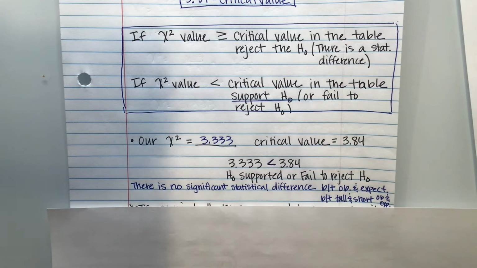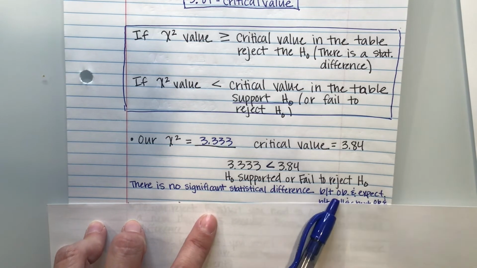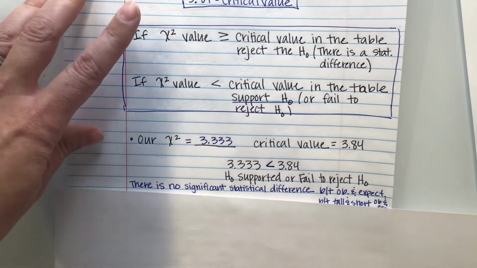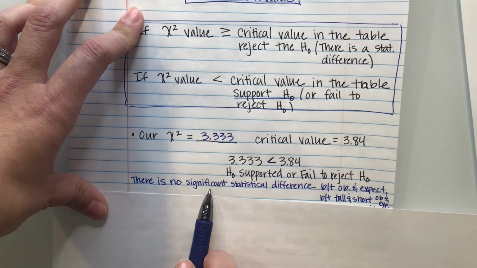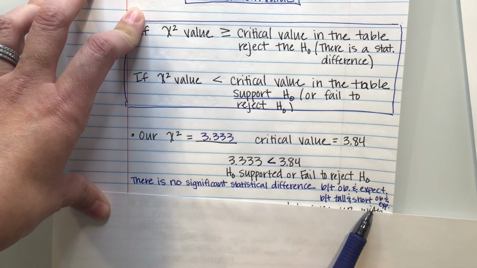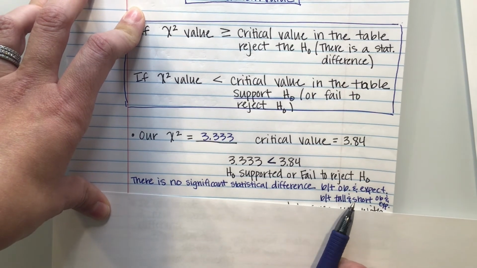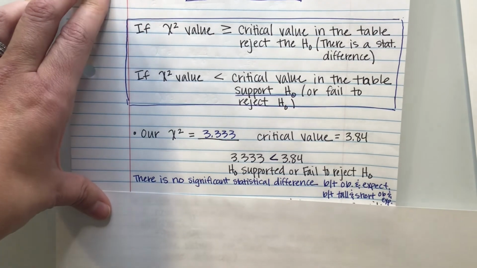So what could we say? What would be a statement we could write about our data? We would say that there is no statistically significant difference between the observed and expected, kind of our generic statement we talked about, right? Or we could say there is no significant statistical difference between tall and short plants observed and tall and short plants expected. And that would be a way for me to evaluate my data.